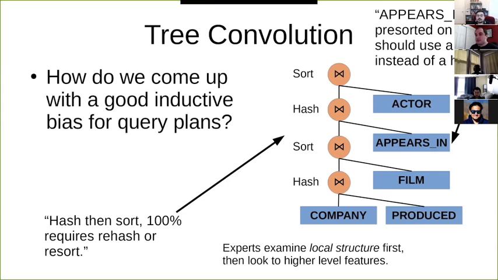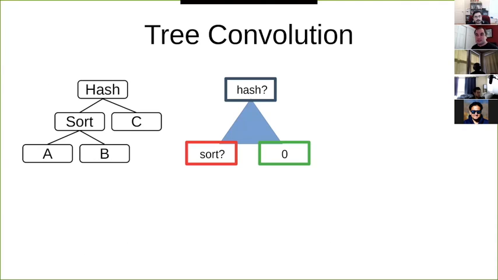And the conclusion that we came to is that experts examine local structure first and then extract them into higher level features. So when I saw this plan, the first thing I saw was, okay, I've got one sort on top of a hash. That's not good. Ooh, there's another hash on top of a sort. That's not good. Ooh, and a sort on top of a hash. So first I saw the pairwise trouble, and then I saw the whole complete picture, right? Like, oh no, this is going to be real nasty. So how can we make a neural network that is capable of learning those same kinds of patterns, capable of recognizing the same kind of trouble that might appear inside of a query plan that we as humans do?